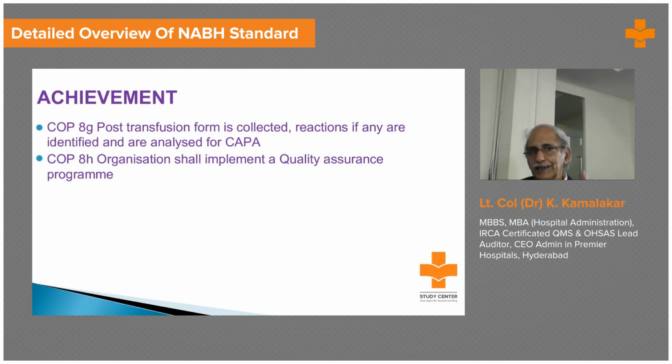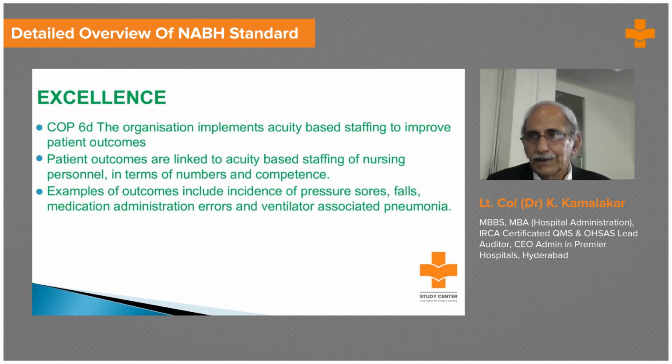Similarly, in COP 8H, they said organizations shall implement a quality assurance program. How are you ensuring the quality in this one? Because COP8, it all deals with blood transfusion, blood and blood products, and all that. So this is an example of an achievement category element.